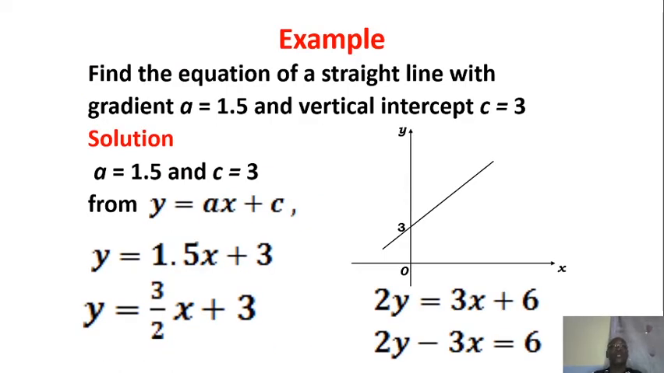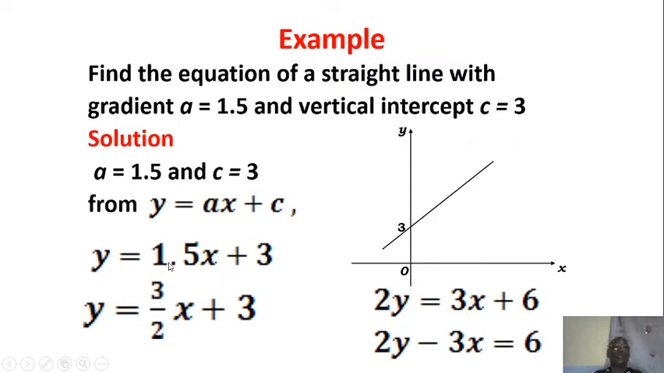Example. Find the equation of a straight line with gradient A equal to 1.5 and the vertical intercept C equal to 3. Solution, you have to draw the line. Can you see it? I've drawn the line here. Given A equal to 1.5 and C equal to 3, we state the gradient intercept formula as given before, and then put in the values. A is equal to 1.5, put it. C is equal to 3, put it. This is actually the equation.